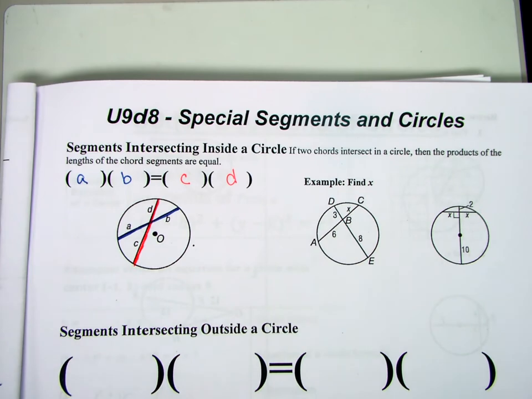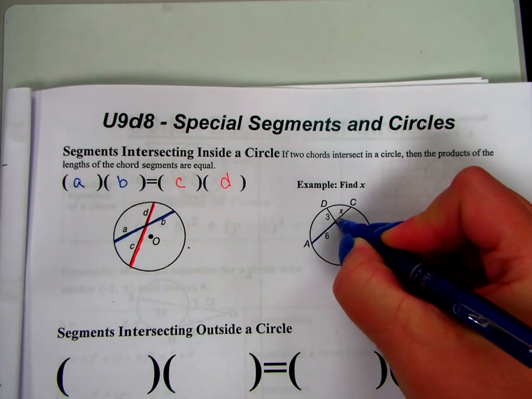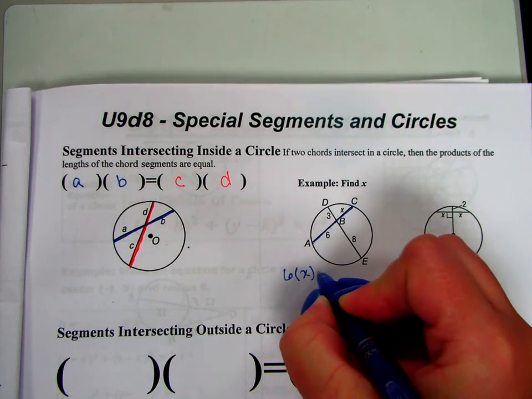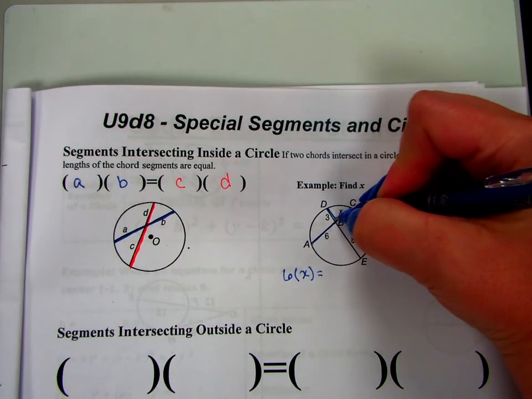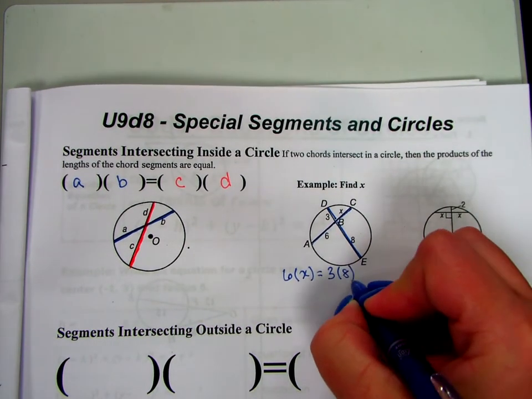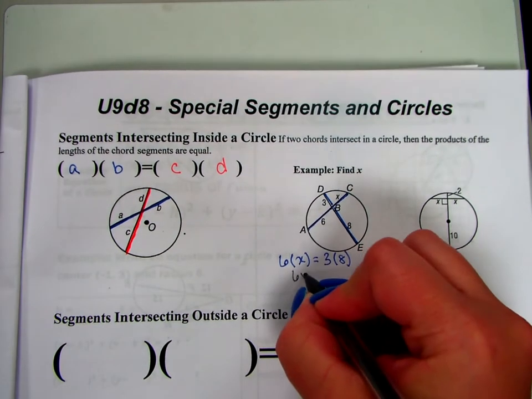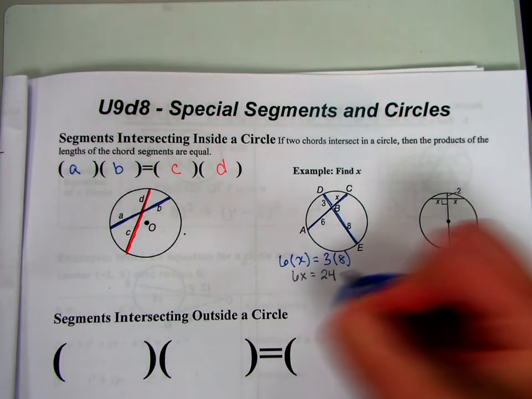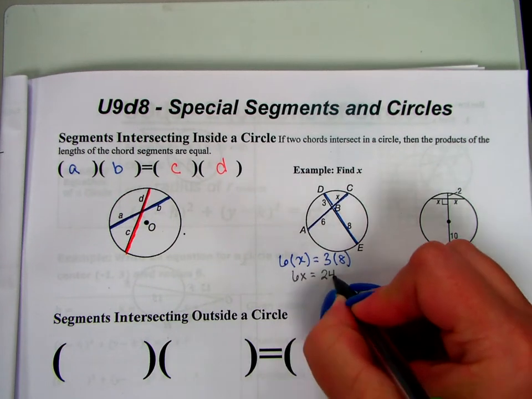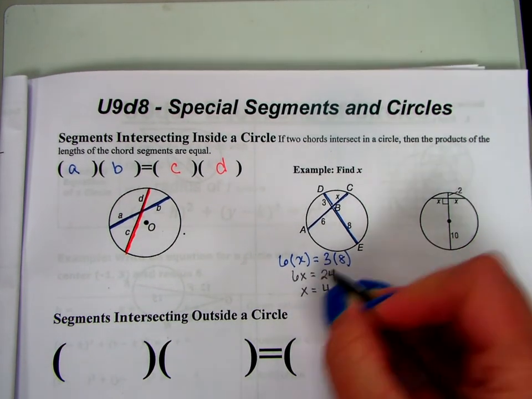So when I look at my first example here, I can see that I'm going to say 6 times X is going to equal 3 times 8. So 6 times X, that's just 6X. And 3 times 8 is 24. So how big is X? 4, right? Because we're going to do the division property of equality on both sides, and I divide by 6 and I get 4.